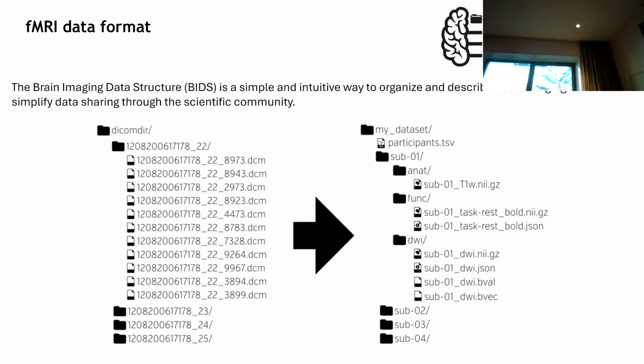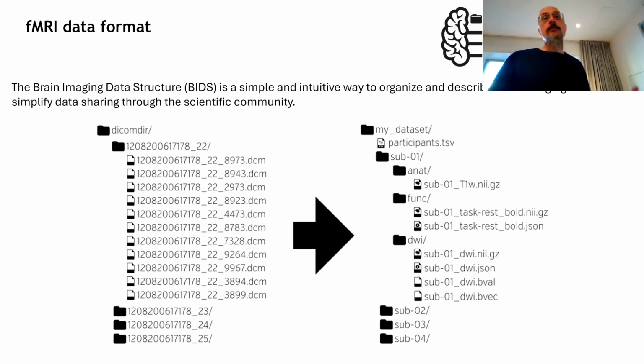So you have a data set, you put a TSV file, which is tab-separated values, where you put the code of the participants, all the information, and you separate one folder per subject with the anatomy, the functional, and you put the images like that with a JSON, which gives you the indication of the sequence or all the parameters used for this scan.